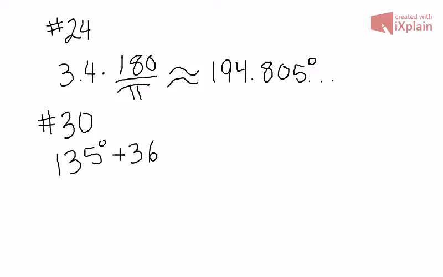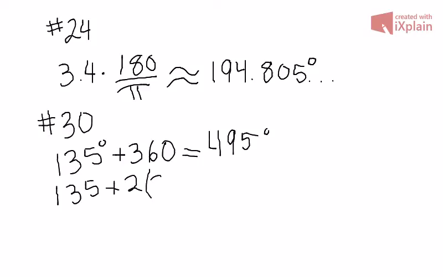So for number 30, we're looking for coterminal angles. Coterminal angles are angles that are pretty much the exact same angle, right? Because we go around a circle 360 degrees, and so every time we add 360, we get back to that exact same angle, okay? So those are called coterminal. So all we have to do is add 360, and we get 495, and then we can add 360 again, right? 2 times 360. And we get up to 855. So these 495 and 855 are coterminal angles with 135.